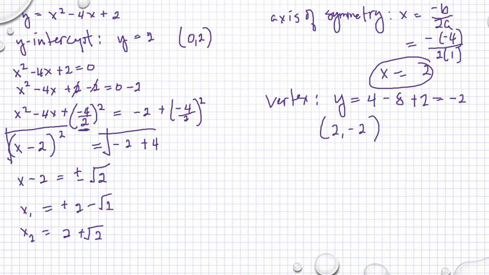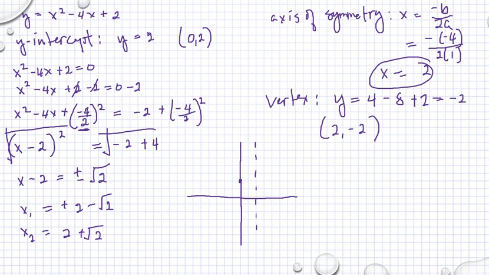Let's see if we can put that in a graph. We have (0, -2), (0, 2), there is a point. And then we have the axis of symmetry, which is 2. Here is the axis of symmetry.